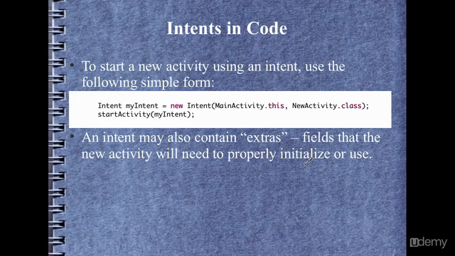Intents sound a little formidable, but actually they're very simple. To start a new activity using an intent, use the following form. We declare an object called myIntent that is of type Intent. We say new Intent, and we have the intent constructor. Intent has many forms of constructor, but the simplest one is the activity we are coming from and the activity we are going to. And then we call start activity with the new intent, and that will actually start the activity and display it.